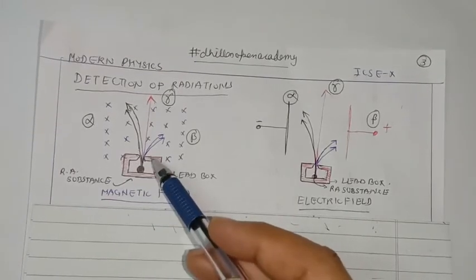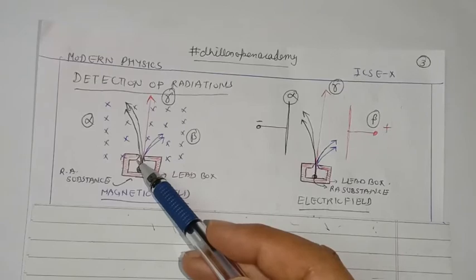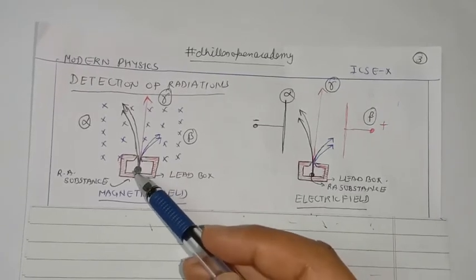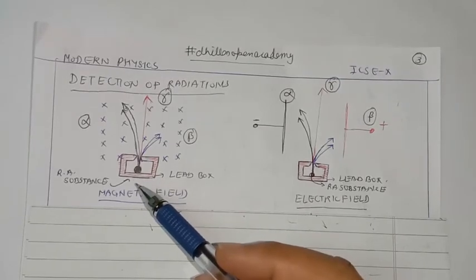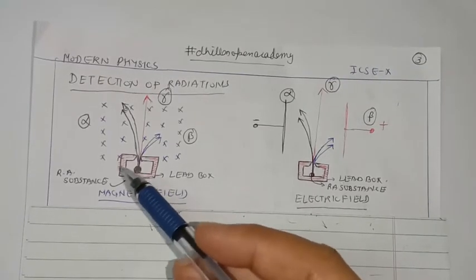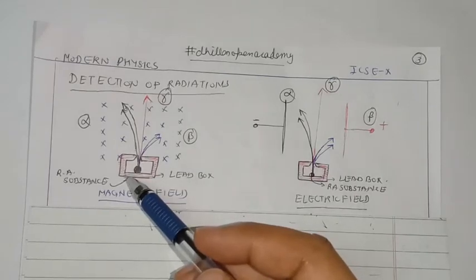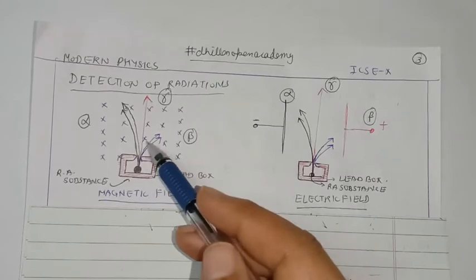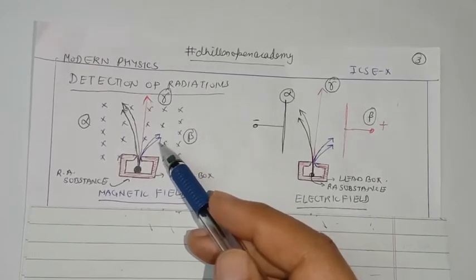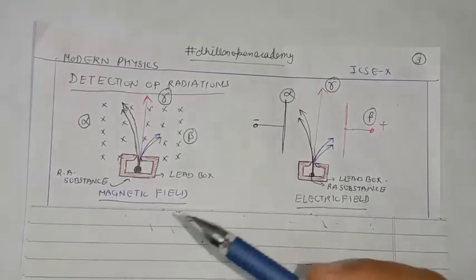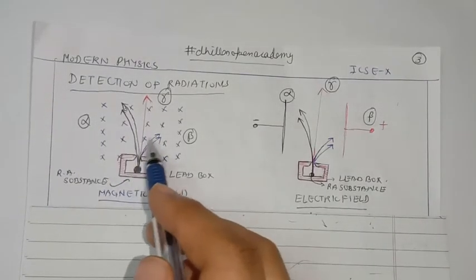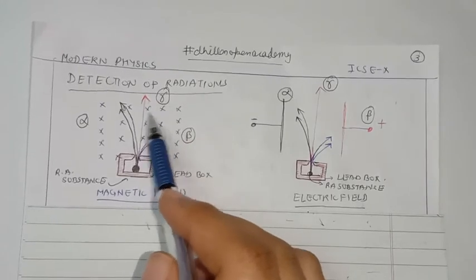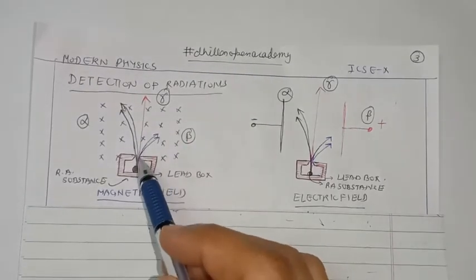This is a lead cavity with a very small pinhole inside it, and a radioactive source is present inside it. The radioactive source is emitting alpha, beta and gamma radiations. Alpha are positively charged, beta are negatively charged, so when they are moving inside a magnetic field, they get deflected because of their charge. But because alpha and beta are oppositely charged, both deflect in opposite directions. Gamma has zero charge, they are neutral, so they are not deflected by a magnetic field, so they pass as it is.